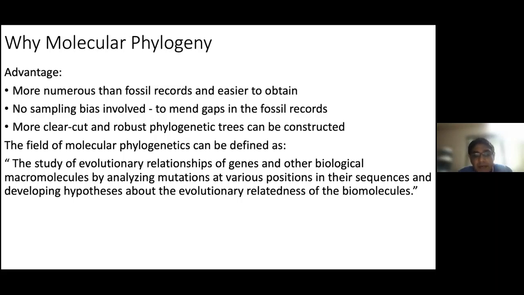With a phylogenetic tree you get a clear picture of the phylogenetic or ancestral relationships using the molecular sequence data. You can get more clear-cut and robust phylogenetic trees compared to other features. So this can be defined as the study of evolutionary relationships of genes and other biological macromolecules by analyzing mutations. You look at the mutations at different positions in their sequences and develop a hypothesis based on the changes of nucleotides or amino acids at those positions. And you can infer evolutionary relatedness based on this molecular sequence data.